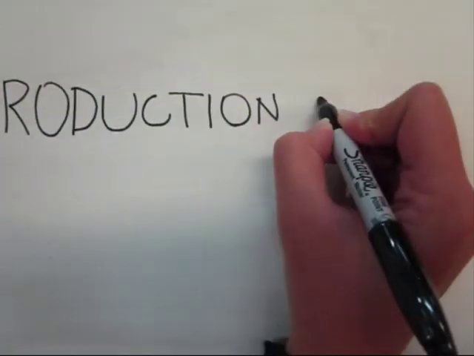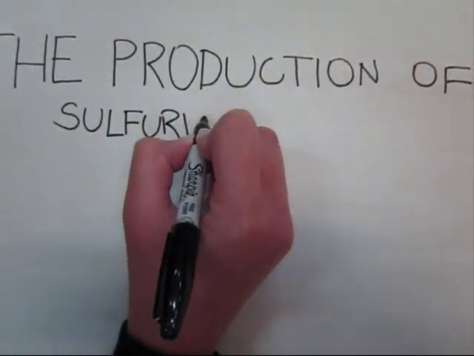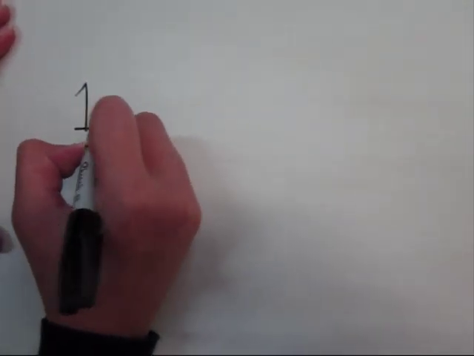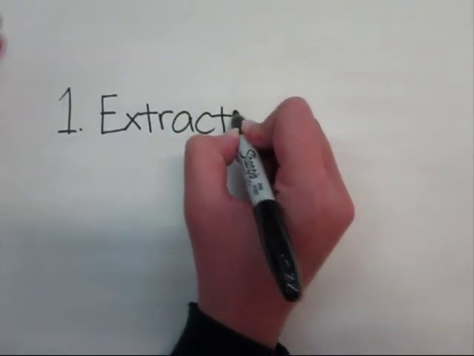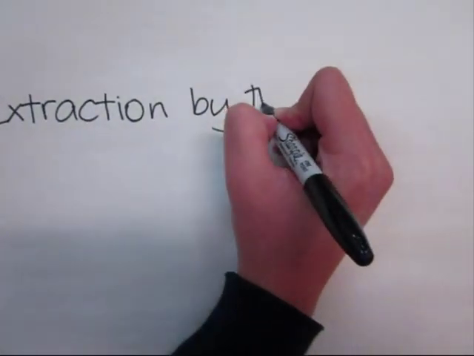The production of sulfuric acid. First, the sulfur is extracted from mineral deposits by the Frasch process.